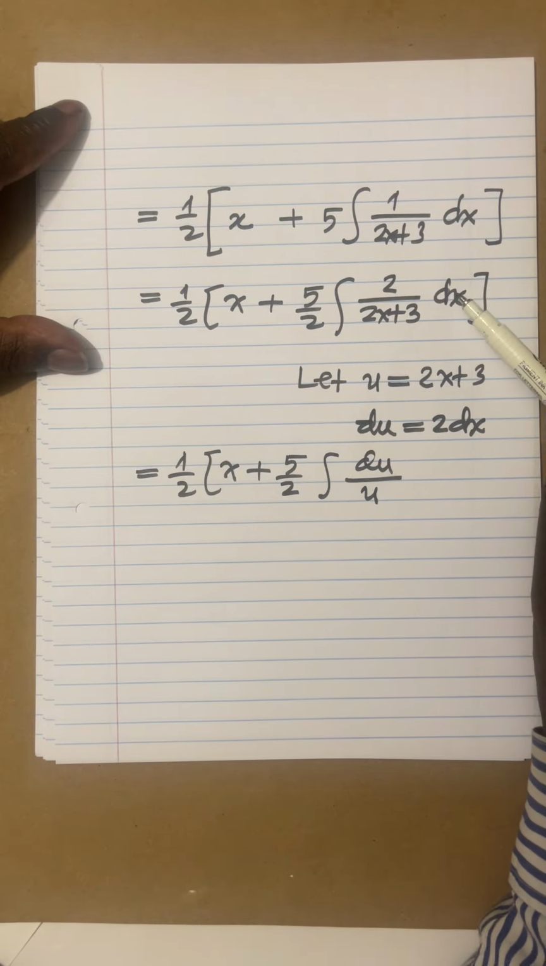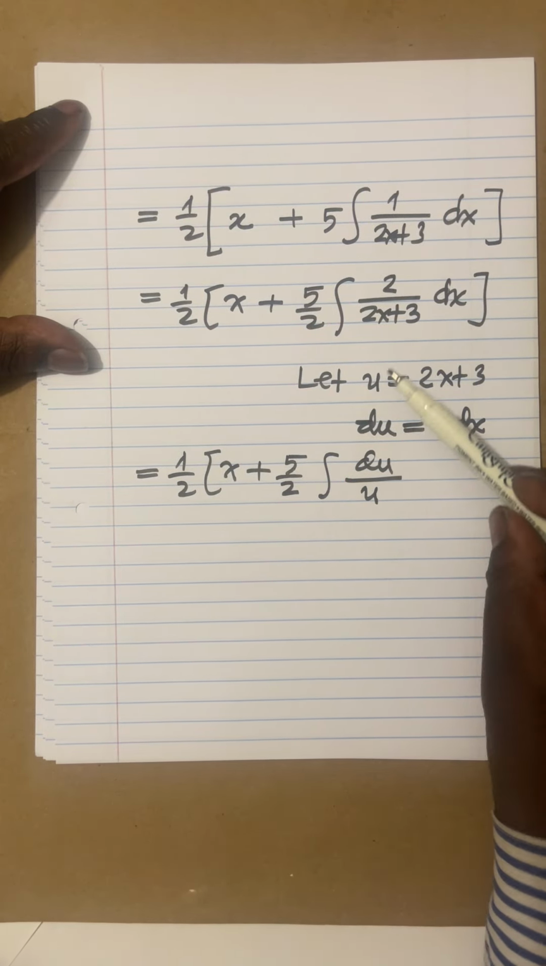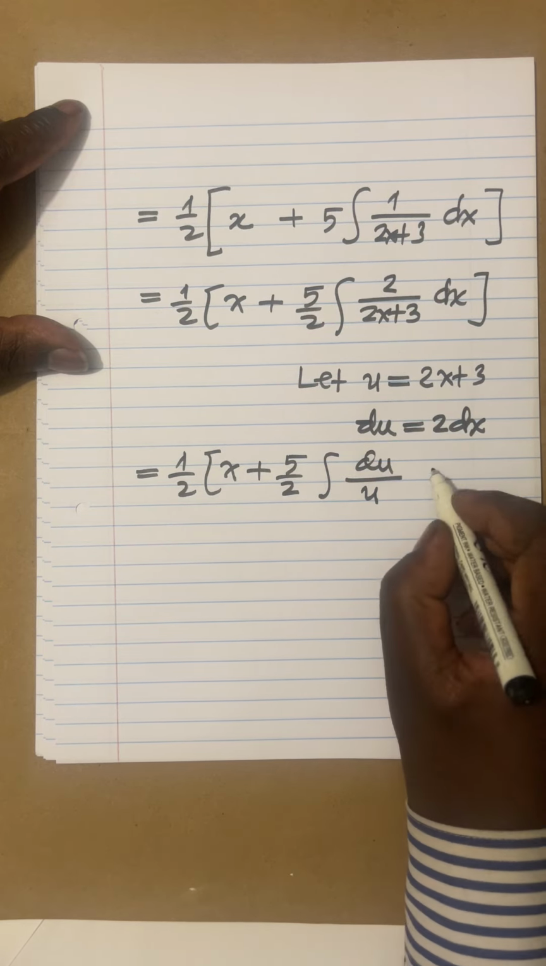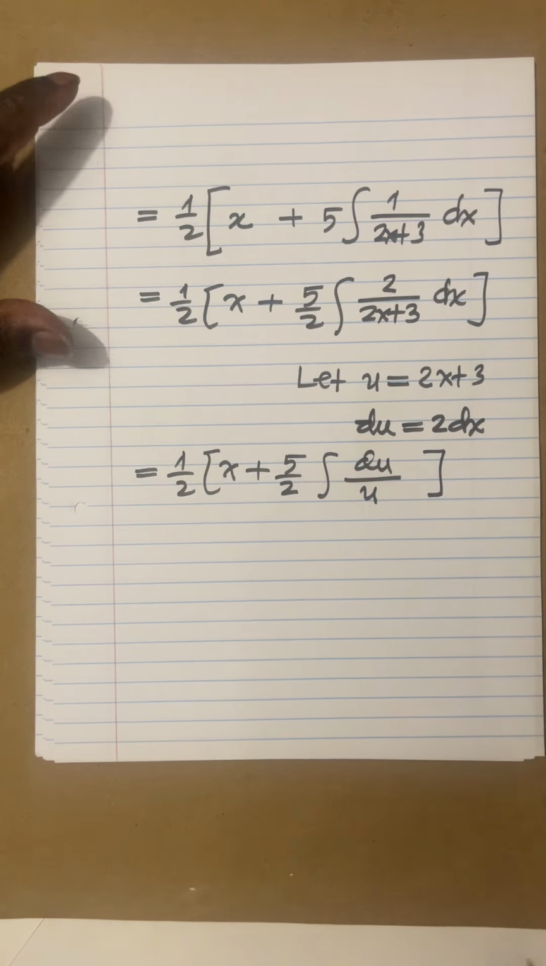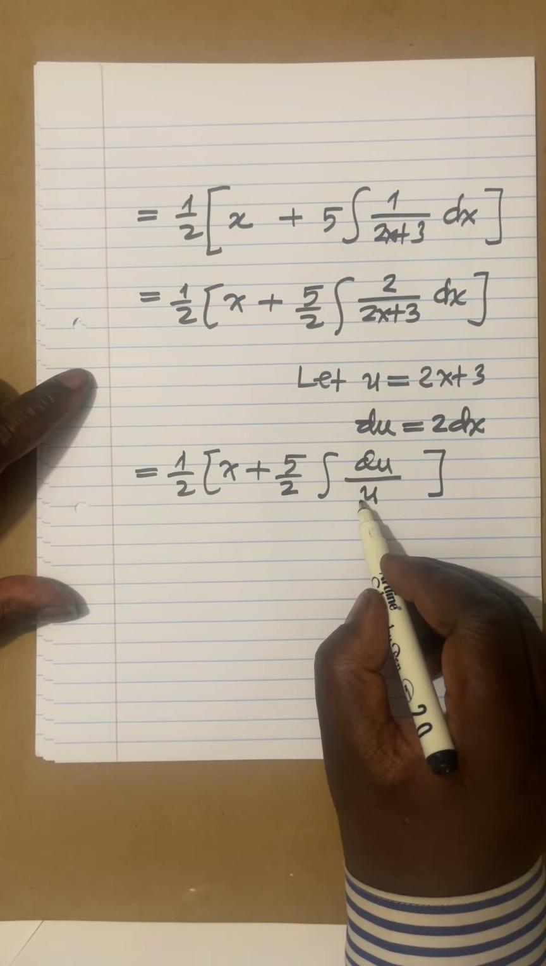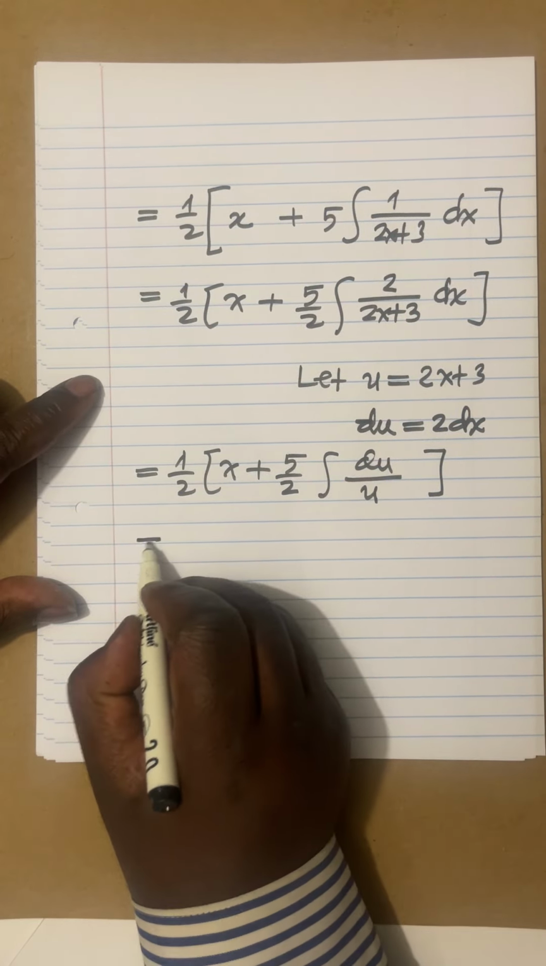Notice 2 dx is du, and then down here 2x plus 3 is actually u. And we know the integral of 1 over u du. Let me rewrite it so that you can see it clearly.